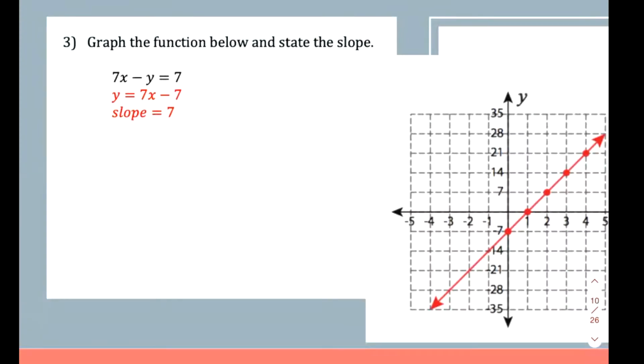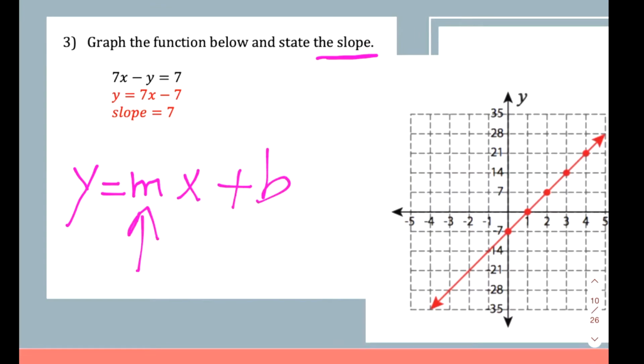Graph the function below and state the slope. As you can see, in this question, they are asking you for the slope. And that's why it's better you find the slope. To find the slope, remember the slope form is on the form y equal mx plus b. And this m is the slope.